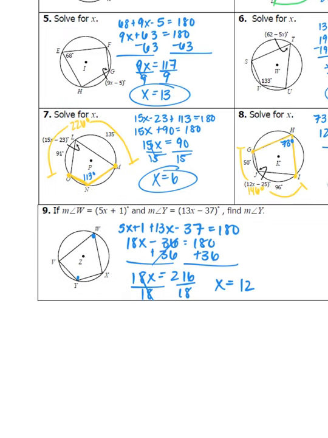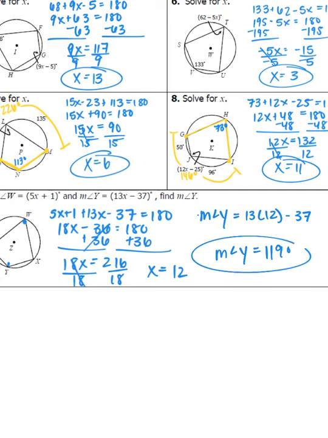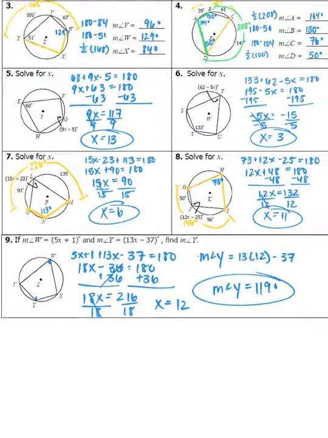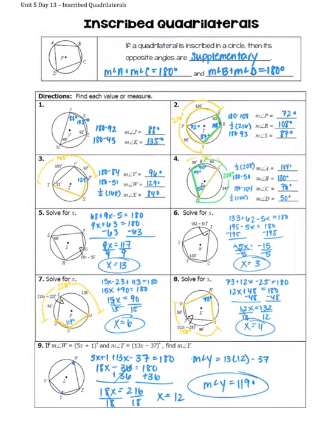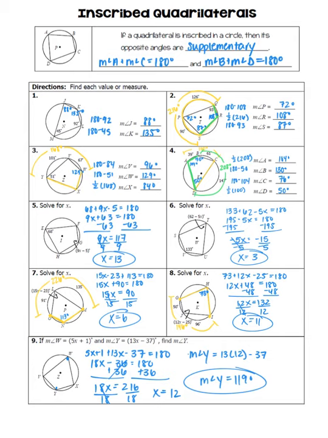But that's not our final answer because they want the measure of angle Y, which is going to be 13 times 12 minus 37. And the measure of angle Y is 119 degrees. Okay? All right, so that is the end of our lessons on inscribed angles.